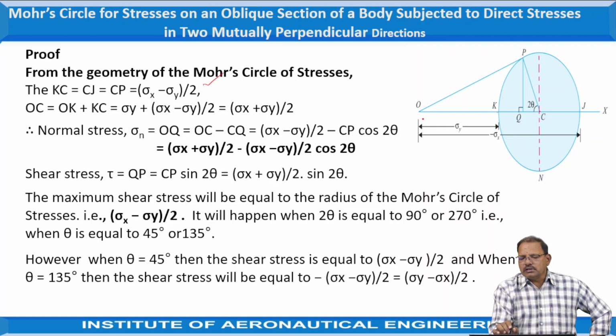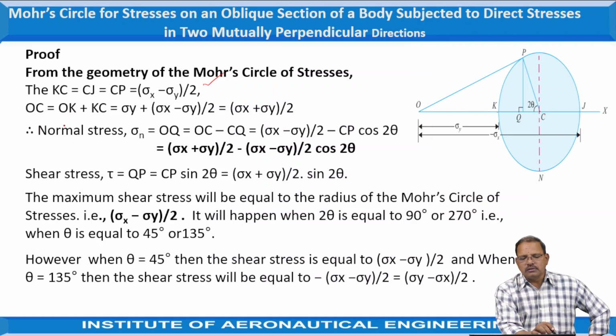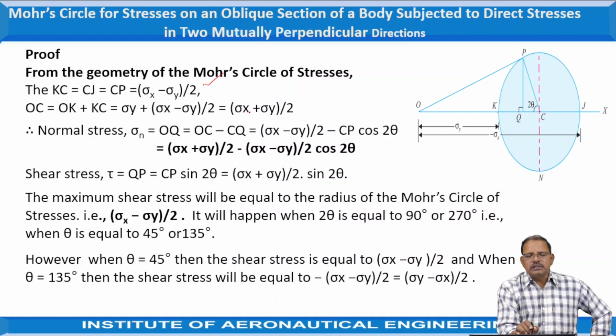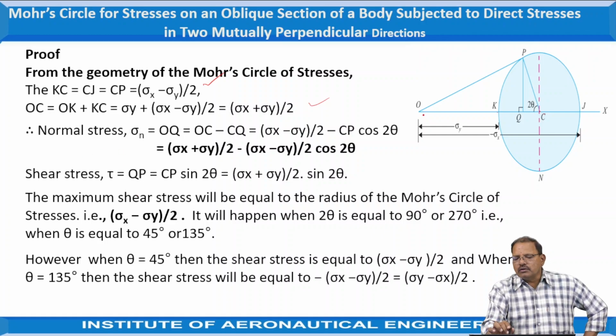The second one is OC. OC is equal to OK plus KC. OK is equal to sigma y, plus KC, which is equal to (sigma x minus sigma y) by 2. From this relation we get OC equal to (sigma x plus sigma y) by 2. Now the normal stress is equal to OQ.